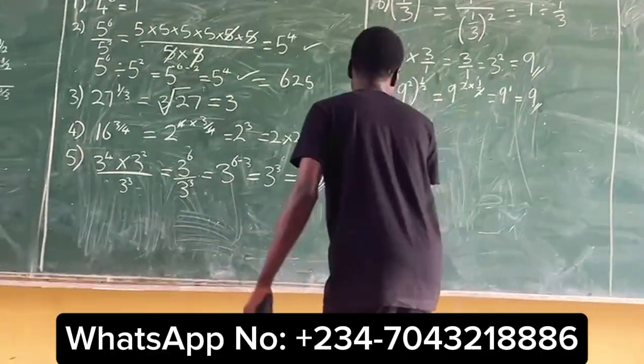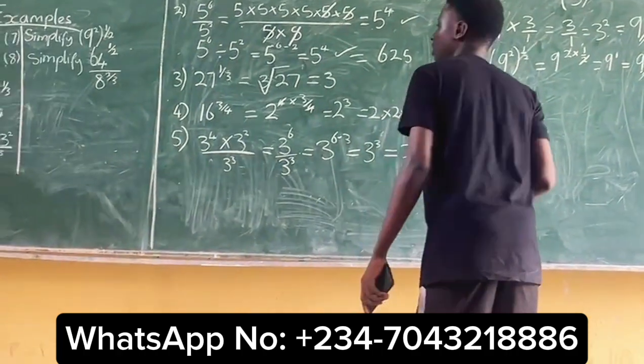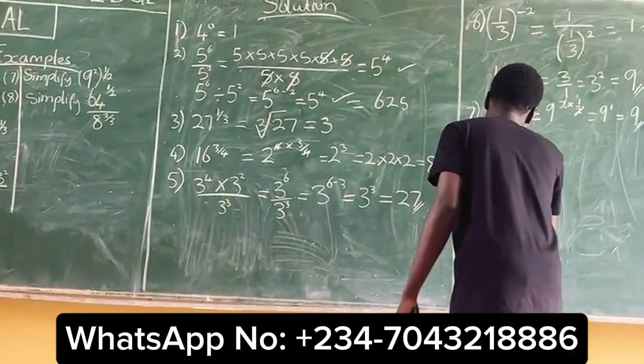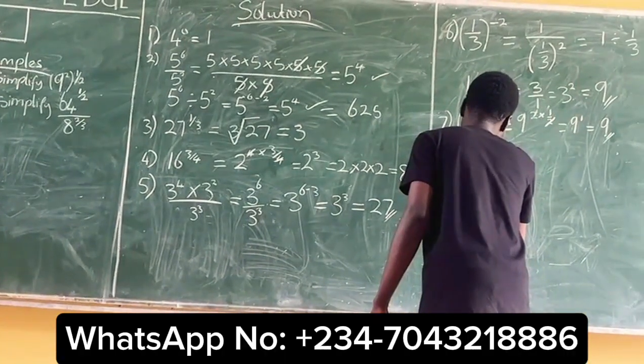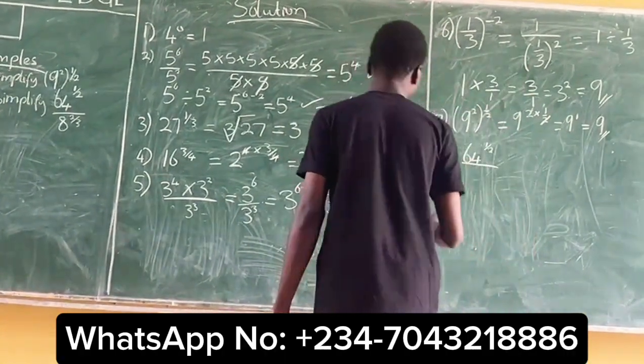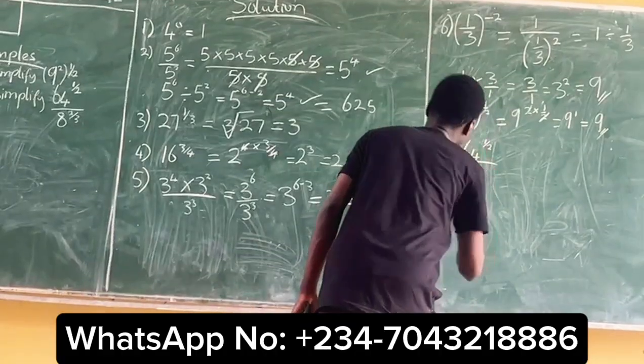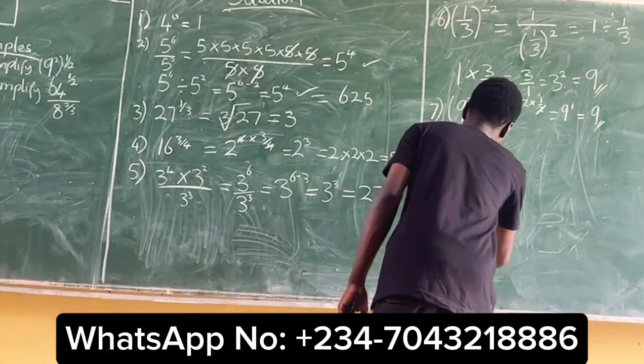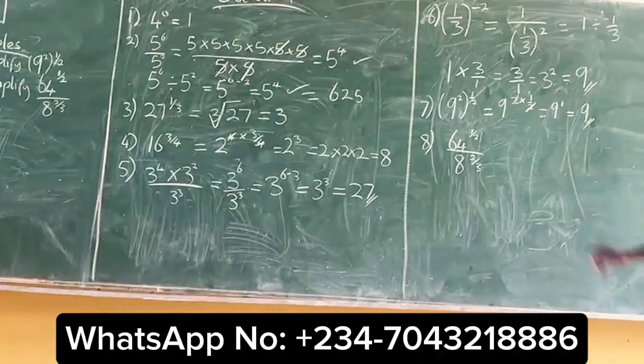And lastly, we have number 8. Number 8 says 64 to the power of 1 over 2 divided by 8 to the power of 2 over 3. So how do we solve this?